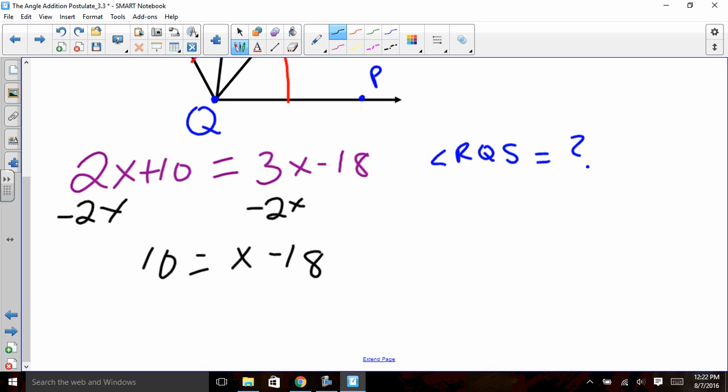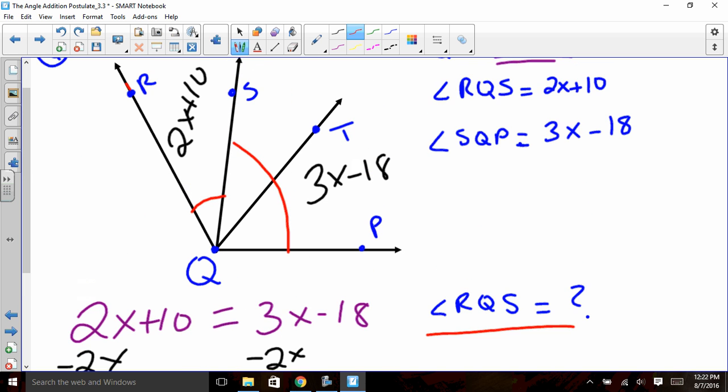We've approached these all day. We know what to do next, my inverse operations. So that's going to give me a value of 10 plus 18, which is 28. So x is 28. But if I look back, it wants to know what that angle was, not just my value of x. Well, the RQS is that first piece, so that's 2x plus 10.